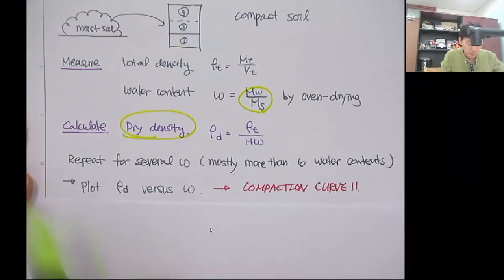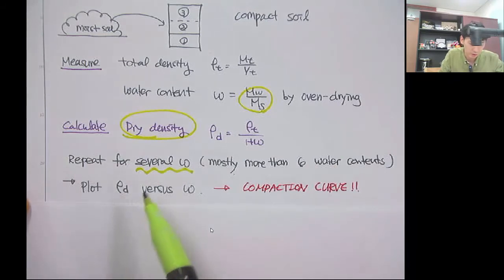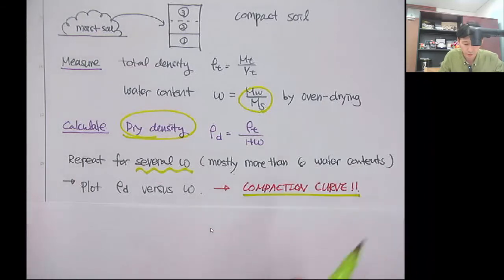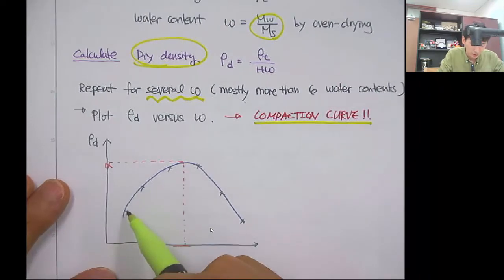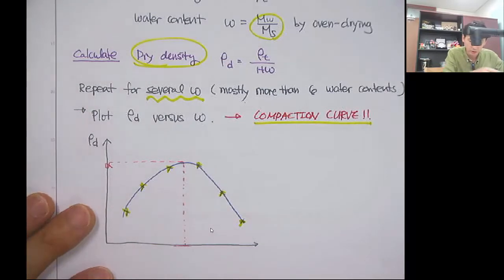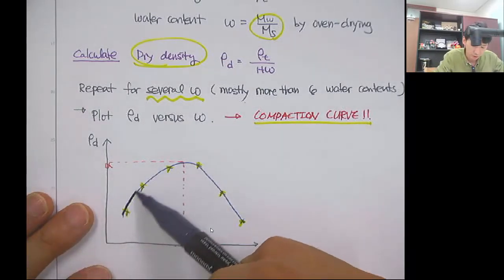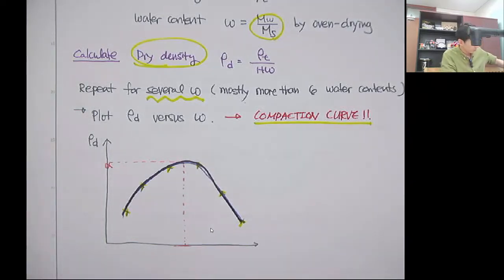So repeat this procedure for several water contents. Mostly people do it for 5 to 6 water contents. Then you can plot the chart, dry density versus the water content. So this gives you the compaction curve. These dots are the test results, and when you connect these dots, you get this kind of compaction curve. And from the compaction curve, you can find out several parameters.